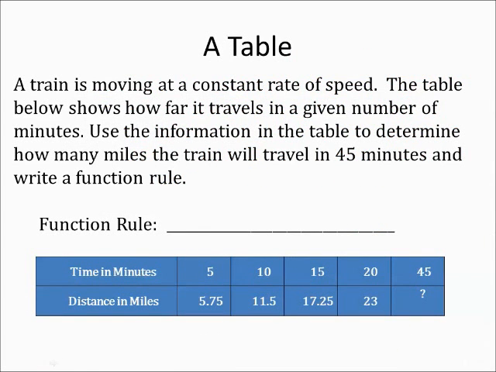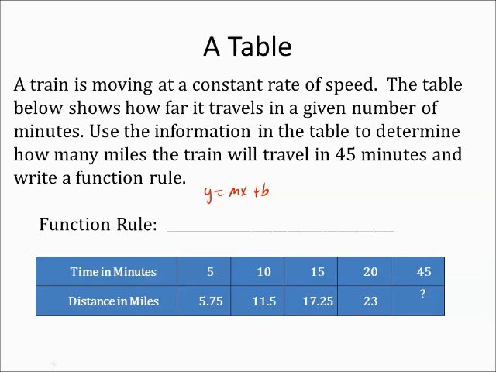This time we got a table. Woohoo! A train is moving at a constant rate of speed. The table below shows how far it travels in a given number of minutes. Use the information in the table to determine how many miles the train will travel in 45 minutes and write a function rule. Okay, well, we're going to need y equals mx plus b.